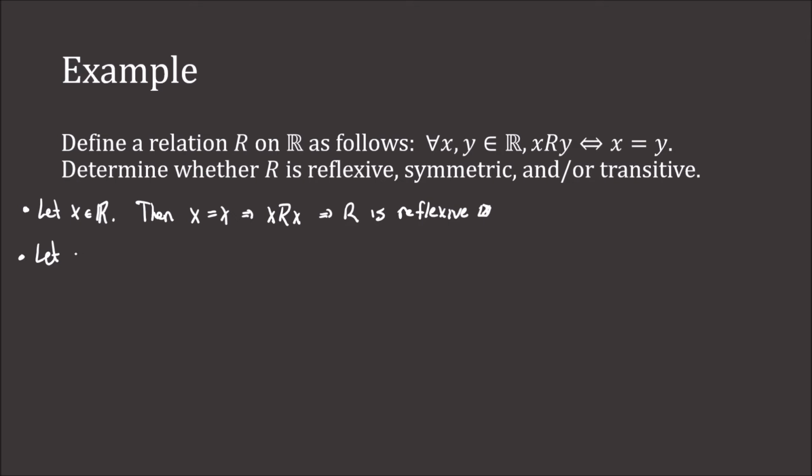Now, let x and y be two real numbers such that x is related to y. By definition of the relation, this means that x is equal to y, but this would mean that y is equal to x, which means that y is related to x, which means R is symmetric.